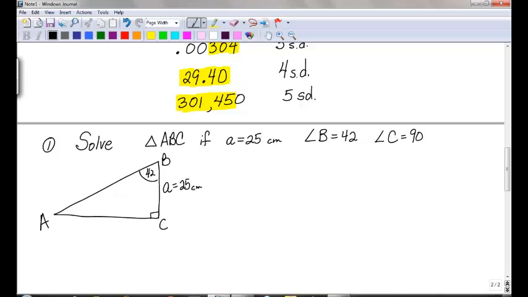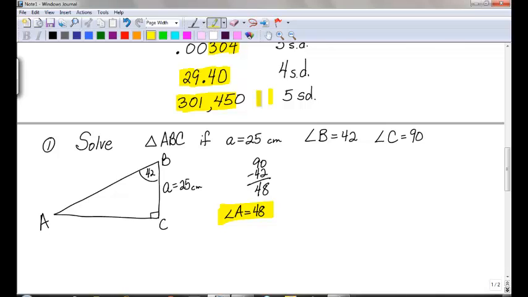Now, right off you can solve for angle A, right? Angle A is 90 minus the 42, right? 48, you agree? So angle A is 48. Now, I do not want to use angle A to solve for anything else, because if I made a subtraction error there, it's going to chain all the way through. Okay? In terms of what's given.